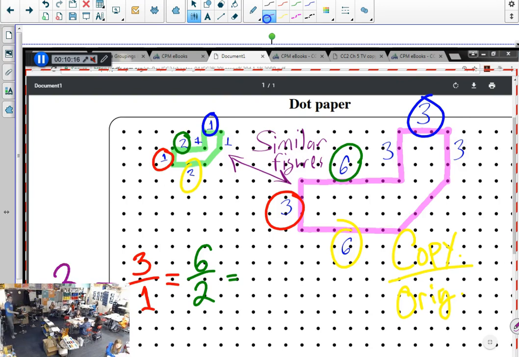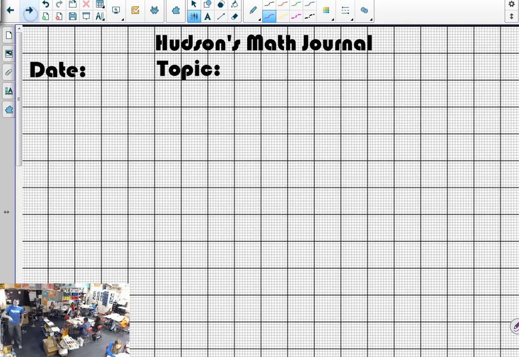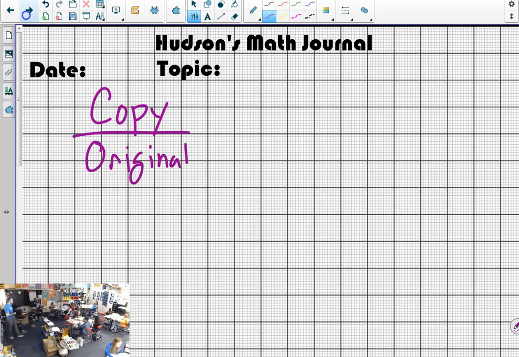Now, what I really care that you do write down in your notes, so I'm going to get a new page for this, that copy over the original, and by copy you could also put like new shape, that gives us something called the scale factor.